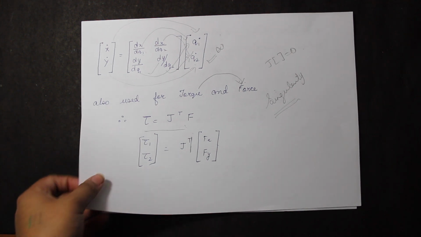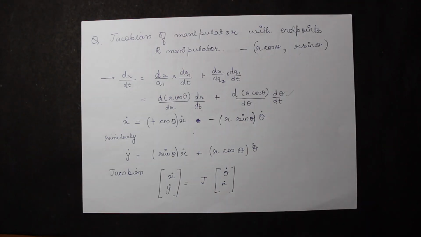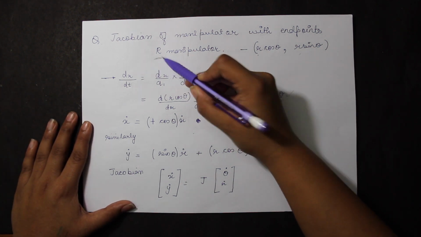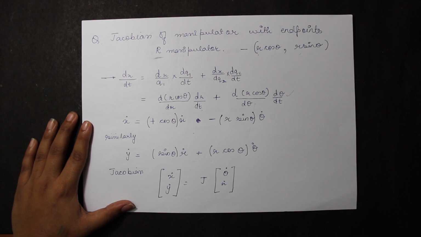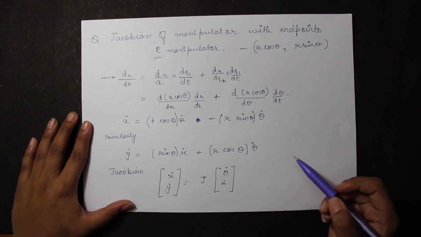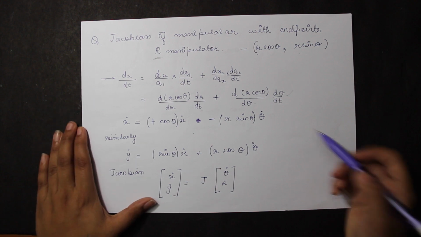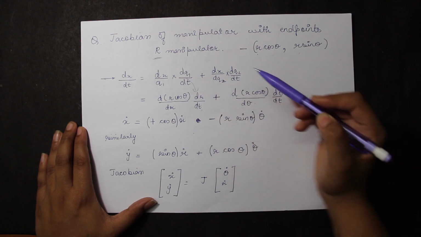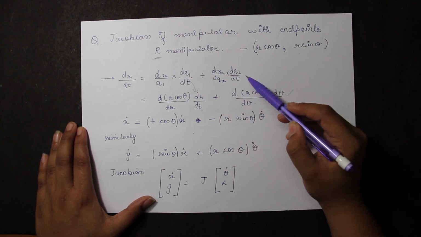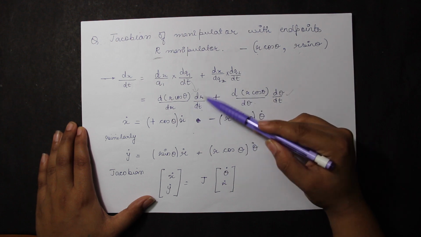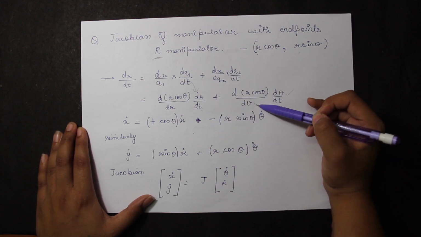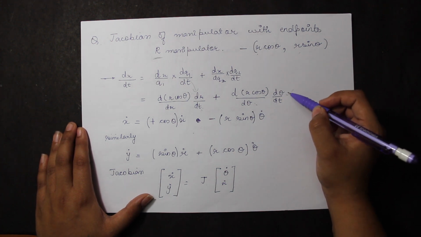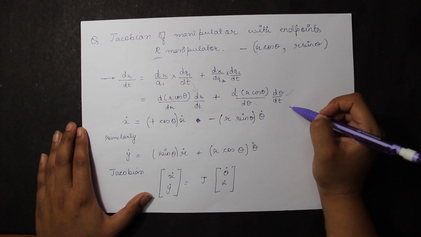Now, let's quickly look at an example. Okay, we are looking at a manipulator with endpoints r cos theta and r sin theta, since it's an r theta manipulator. That is, it has one joint which is a rotational joint. Okay, looking at the formula which we derived earlier, we say that the rotation takes place with respect to r and also theta. That is, the first q1 will be a relation with respect to r. That is, d(r cos theta) divided by dr, multiplied by dr by dt, and d(r cos theta) divided by d theta. Since it's with respect to theta, we'll multiply it with d theta by dt.